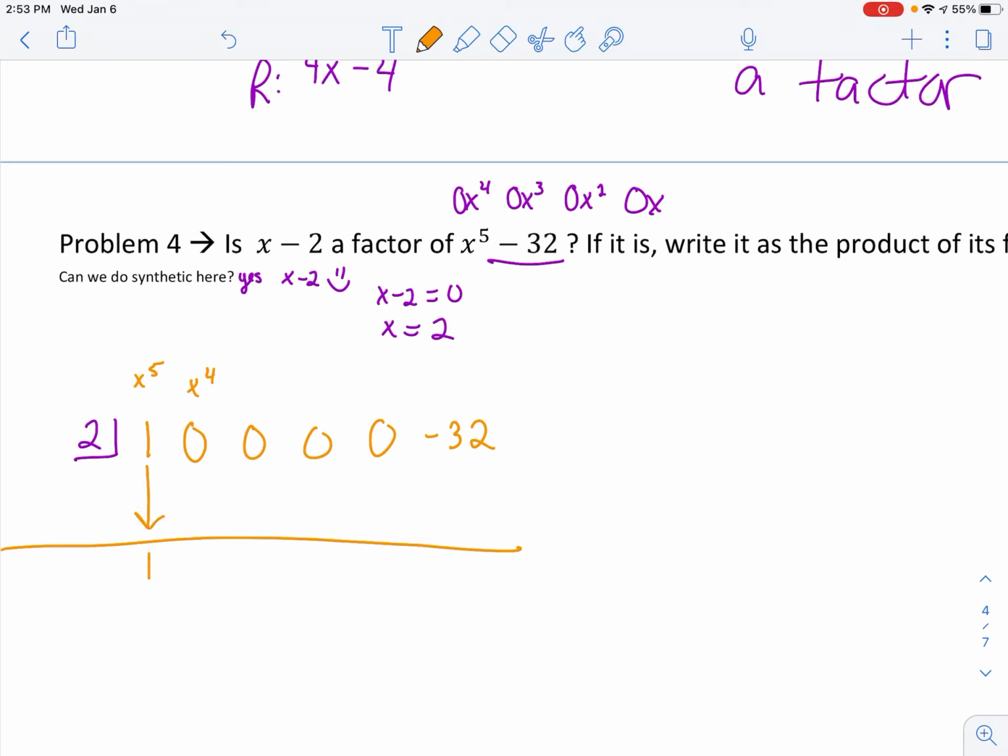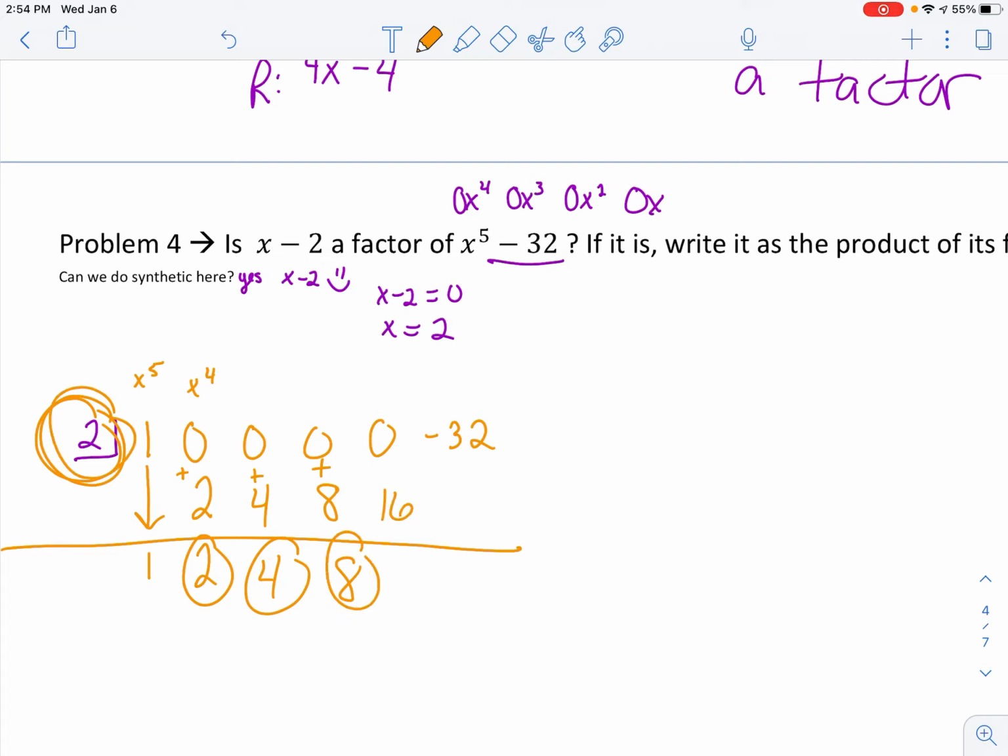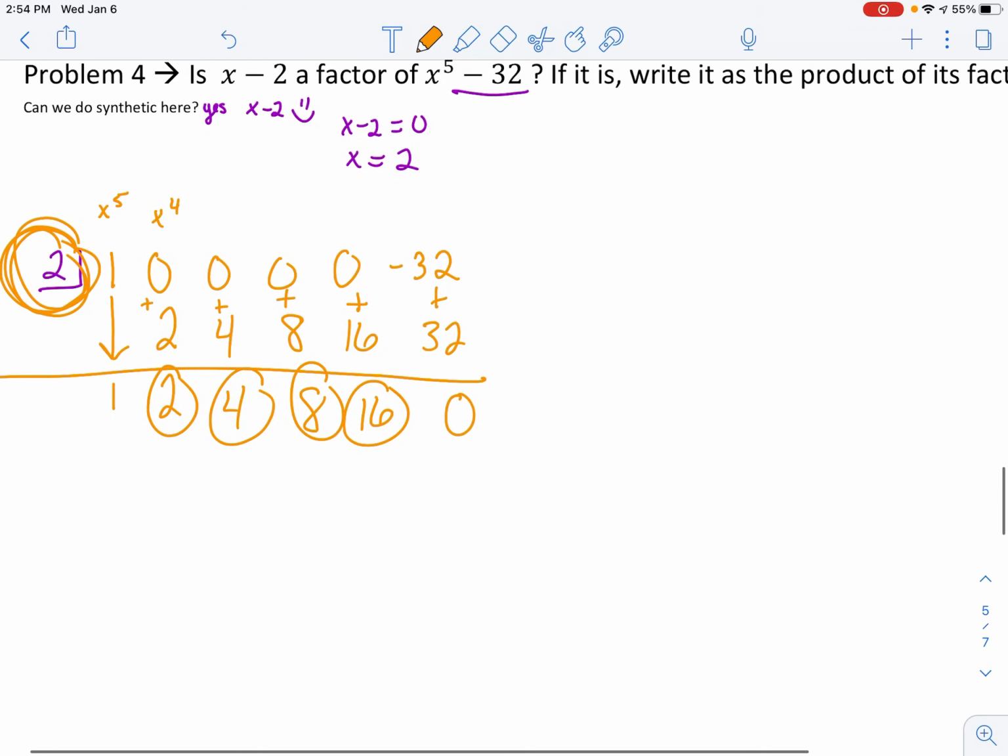Drop down the 1, multiply 2 times 1. Add 0 and 2. Multiply 2 and 2. Add 0 and 4. Multiply 4 and 2. Add 0 and 8. Multiply 8 and 2. Add 0 and 16. Multiply 16 and 2. Add negative 32 and 32.